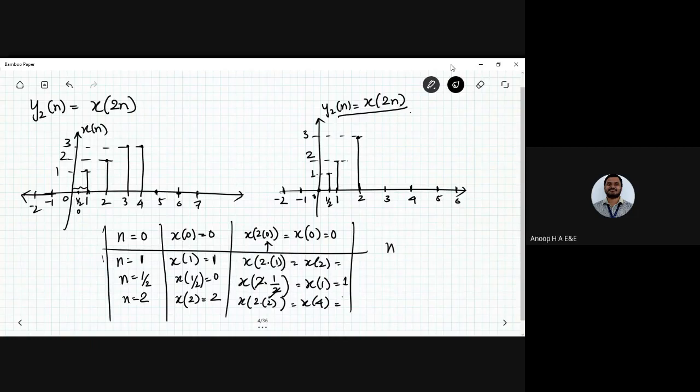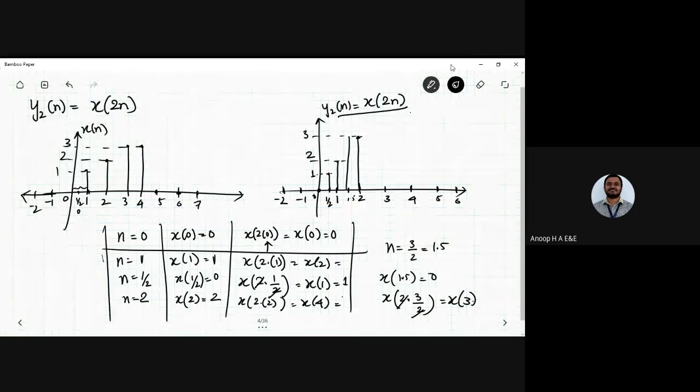When n equals 3 by 2, it is 1.5. So n equals 1.5 there. x of 3 by 2, it is not specified, it is 0. Now x of 2 into 3 by 2, that is x of 3. What's the value of x of 3? That is 3 at 1.5. At 1.5, the value is again said to be 3 here. This is how we can write down the signal representation.